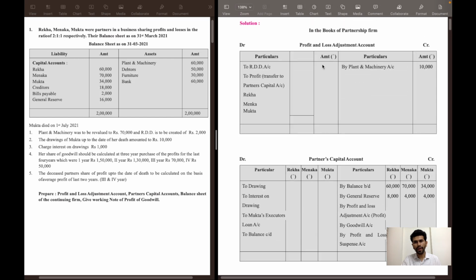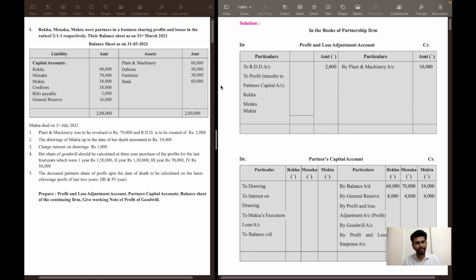and loss adjustment account debit side, because while increase in value of assets we have written it on credit side, debtors value is decreased now, so it is recorded on profit and loss adjustment account debit side.